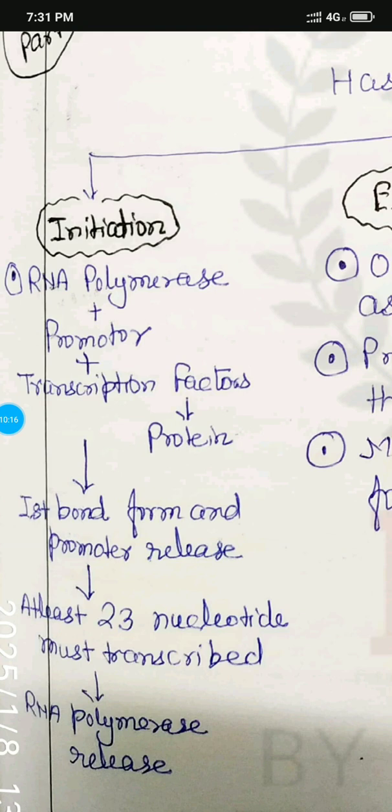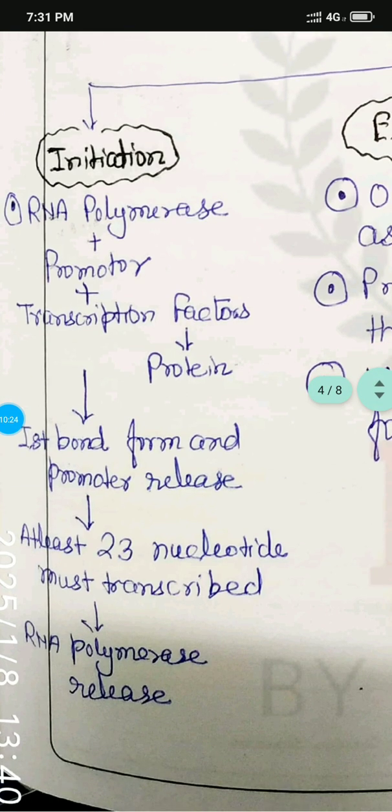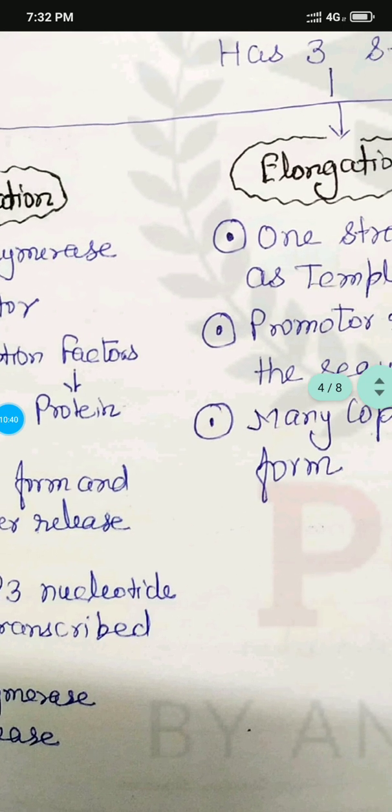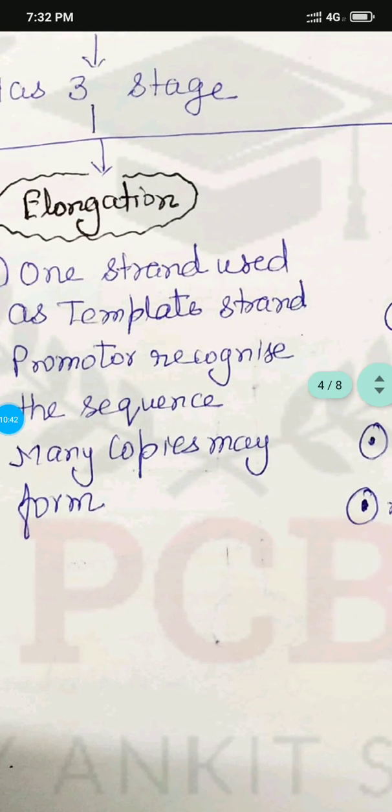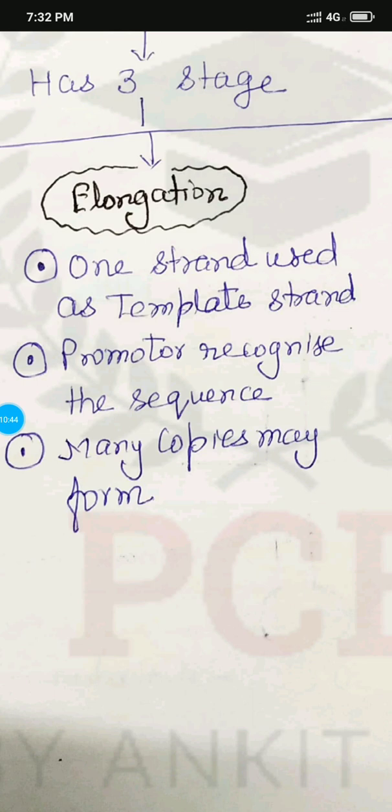As soon as the first bond forms, the promoter will release and leave the place. And for the RNA polymerase to leave, at least 23 nucleotides must be transcribed. Until 23 nucleotides are transcribed, RNA polymerase will not leave the place, and then RNA polymerase leaves. In the elongation purpose, one strand is used as a template strand.